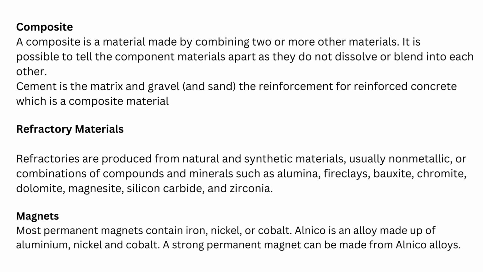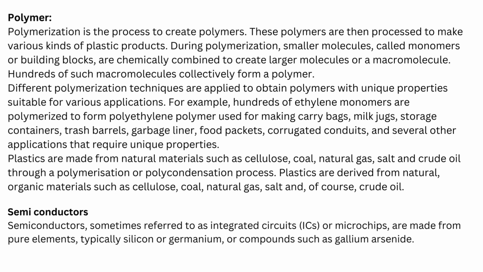So magnets are made of a group of materials called ferromagnetic metals. Nickel and iron are examples of these metals. A strong permanent magnet can be made from alnico alloys, which are made up of aluminium, nickel, and cobalt.